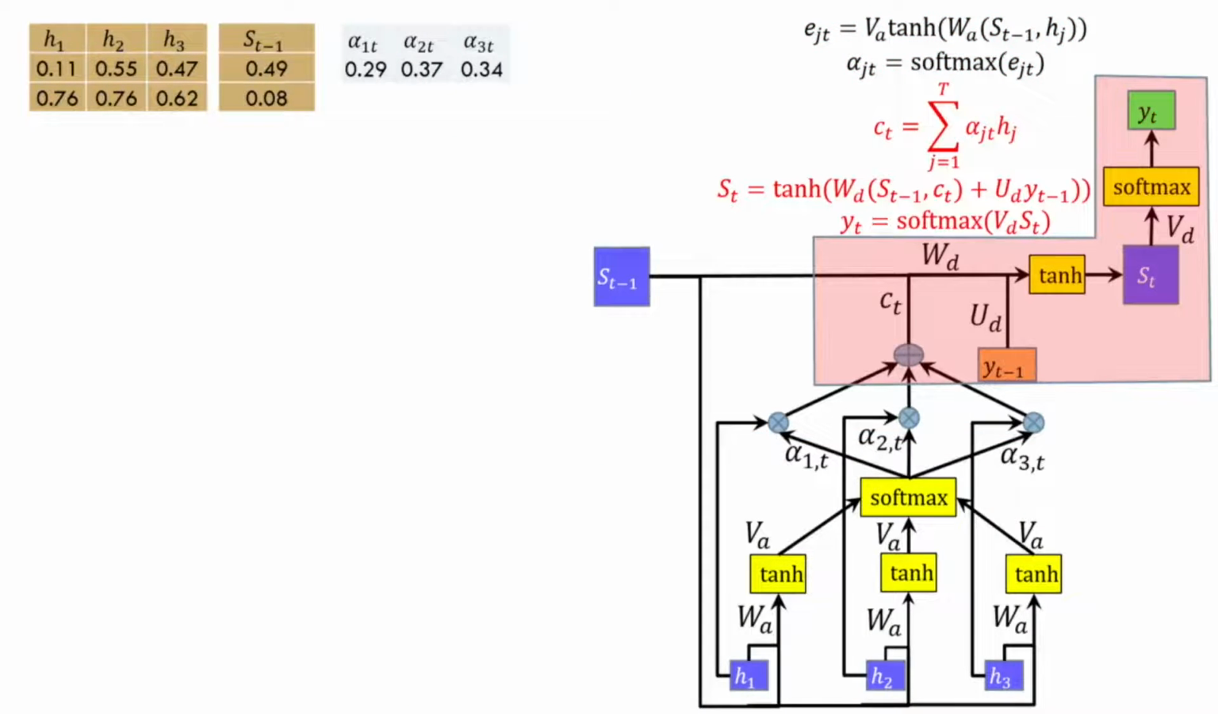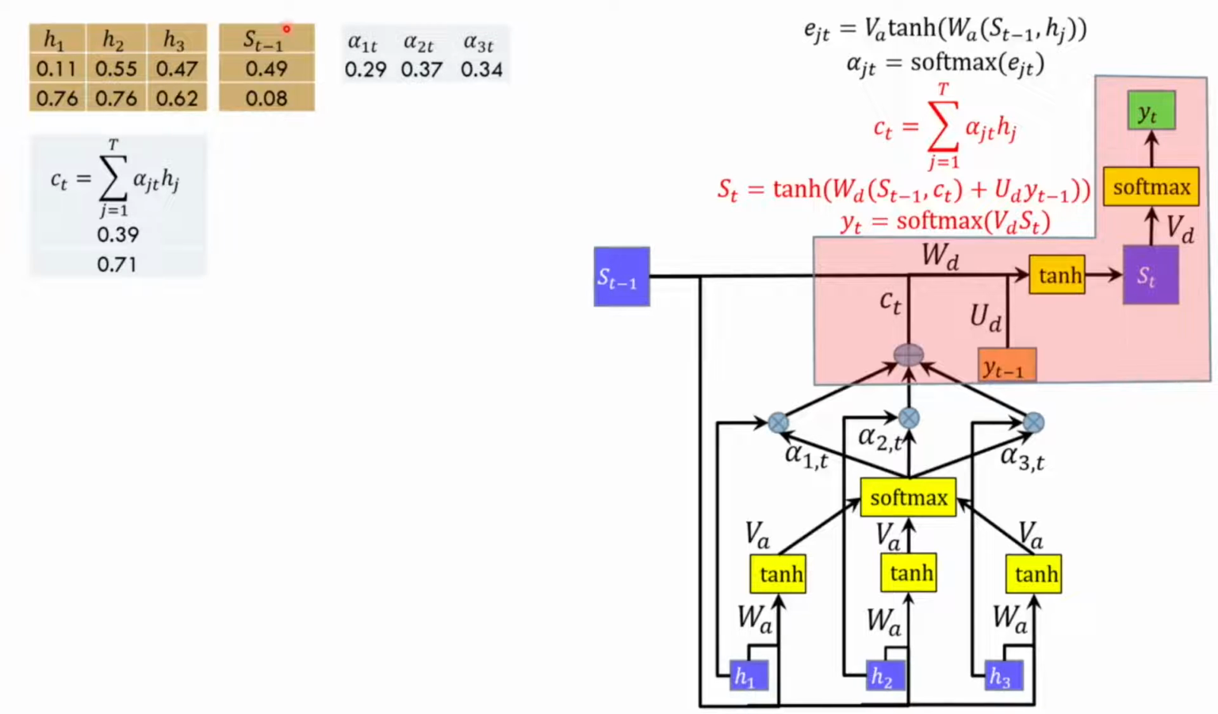Now we're going to do further computations. So far we have computed the similarity scores in the form of alpha JT values, and then we multiply the similarity score with the value, which is the hidden state at the encoder part, to get the context vector. This is the output of the attention mechanism. Next, we're going to do calculations for the formulas in the block that is highlighted in the light red box.